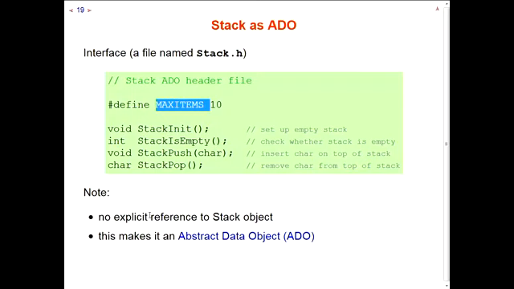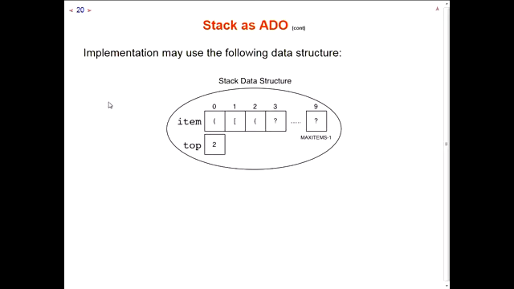What you see here is that there is, in that header file, no explicit reference to the stack object at all. So this doesn't provide an abstract data type, which would allow someone to define a stack by themselves. There's no typedef in here, which provides the definition of a stack. And this makes it an abstract data object, not a type. The stack itself is really hidden in the implementation. So that's the interface, and now we can think of an implementation.